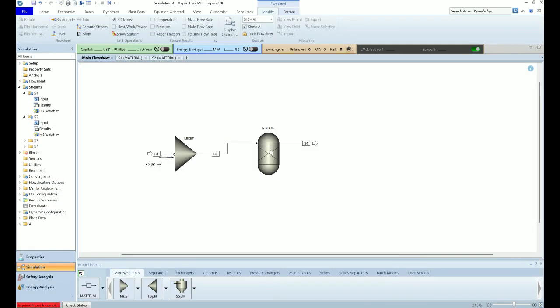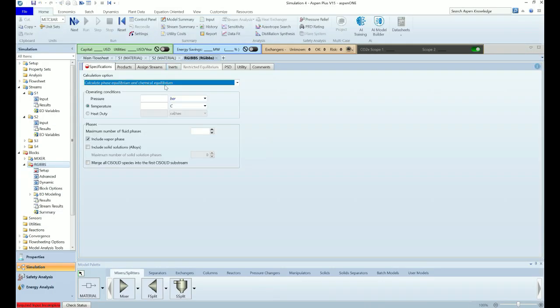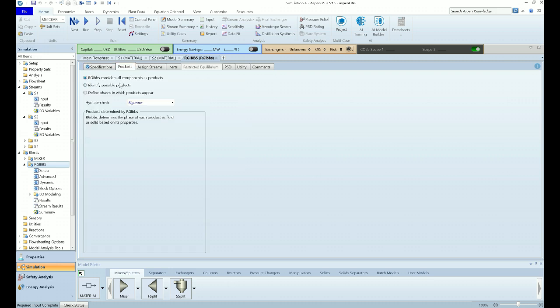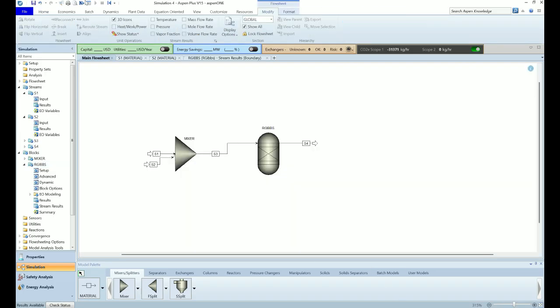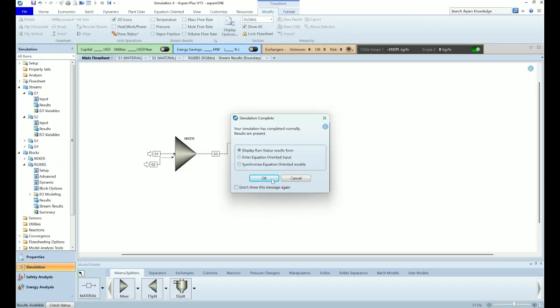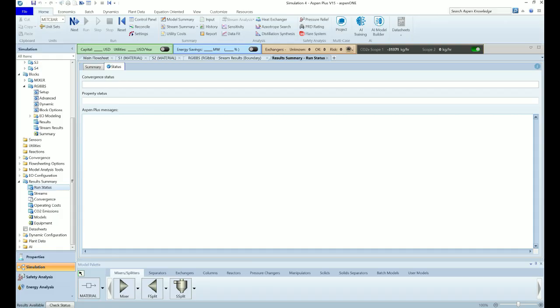And now let's define the conditions of our reactor, calculating the phase equilibrium and chemical equilibrium. Okay, at a pressure of 34 bar, temperature of 900 Celsius degrees, and also let's include our phases here as default. Okay, and we could try to identify the possible products, but in our case we're going to consider all possible products from this reaction. Okay, everything was defined. Let's click next and run our simulation.